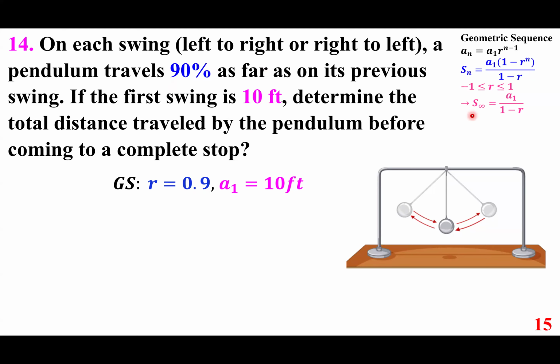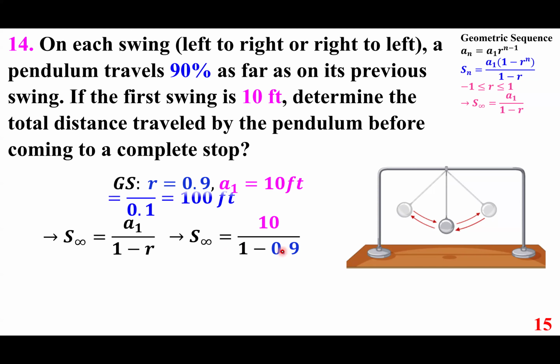we can use S sub infinity equals a sub 1 over 1 minus r, which means replace a sub 1 with 10. 1 minus r is 1 minus 0.9. This becomes 0.1. And 10 divided by 0.1, that means 10 times 10, is equal to 100 feet. So that's pretty straightforward, everybody.